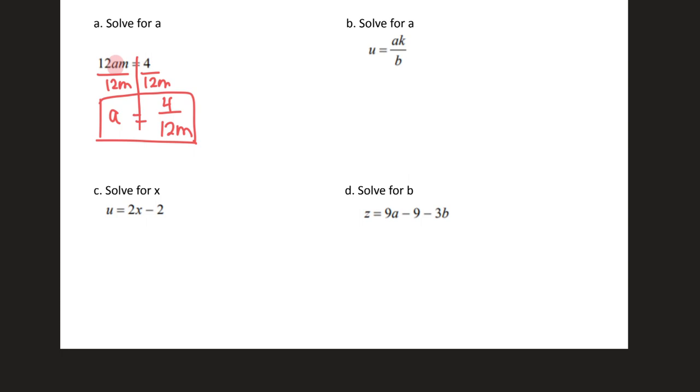All right, number 2, we're solving for a, so we need to get rid of the k and we need to get rid of the b. So this is read as a times k divided by b. So first thing we're going to do is multiply both sides by b. So then I have u times b equals a times k. And then to finish solving for a, we're going to divide both sides by k. So our final answer should be a equals ub over k.